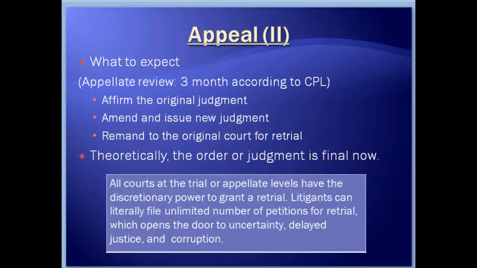The judgment is final after the appellate court affirms the original judgment. All courts at the trial or appellate court level have a discretionary power to grant retrial. This is what makes our court's final judgment not actually final, because those courts retain the power to grant retrial even after the case is final. Litigants can literally file an unlimited number of petitions for retrial. This opens the door to uncertainty, delayed justice, and corruption. This is a problem in this system. But in most situations, the final judgment is final.